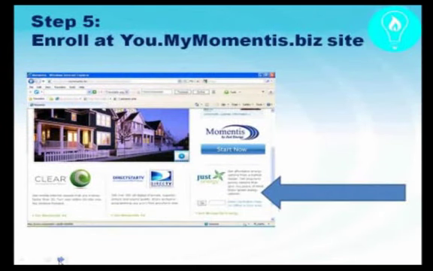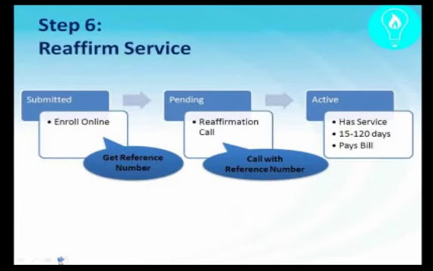So at this point, now that your customer's got their bill in hand, they're ready to enroll as your customer on your mymomentus.biz site. They go to your biz site, they enter their zip code, and then they just go through the process to select their product and get signed up. You can do that over the phone long distance as well. Face-to-face, as Clifton was sharing, works best.